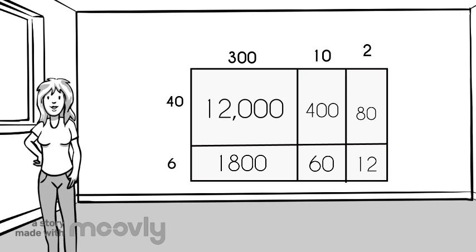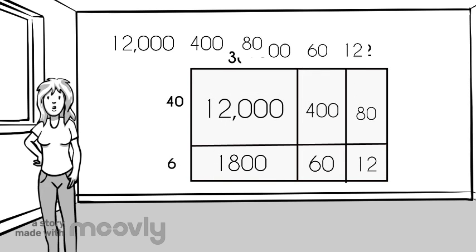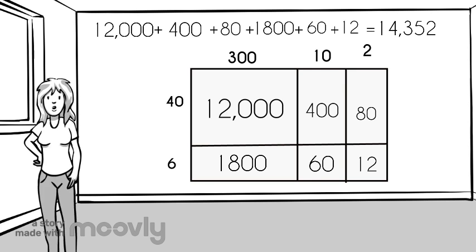Lastly, we'll put all of the numbers from the inside boxes on the outside and add them together to get our total, which is 14,352.